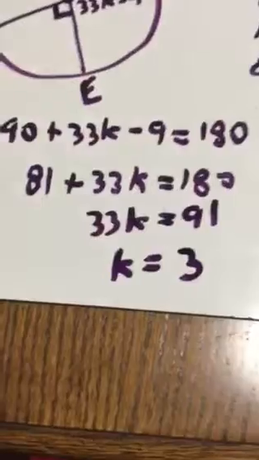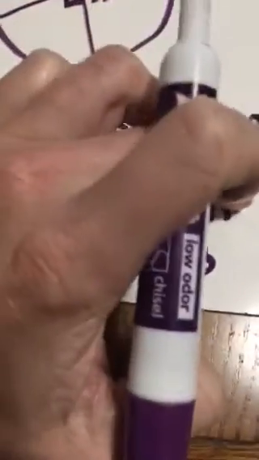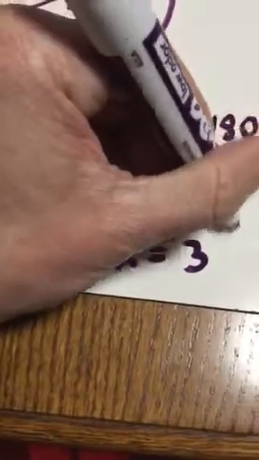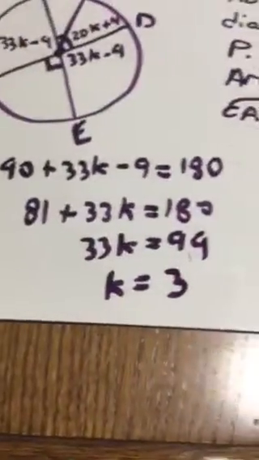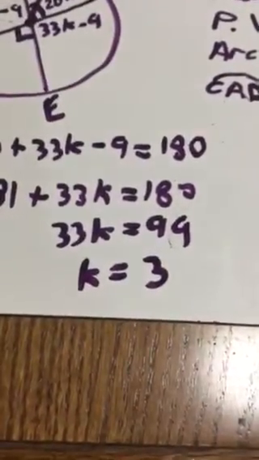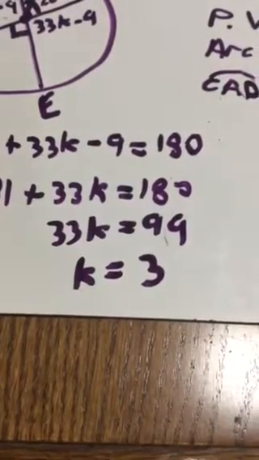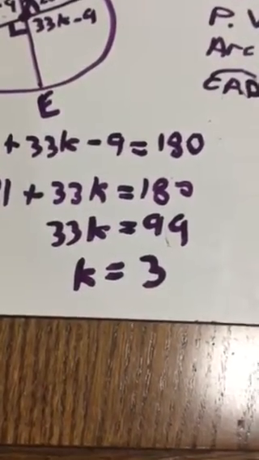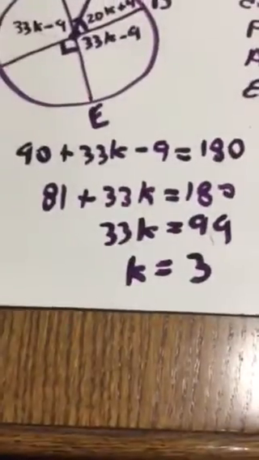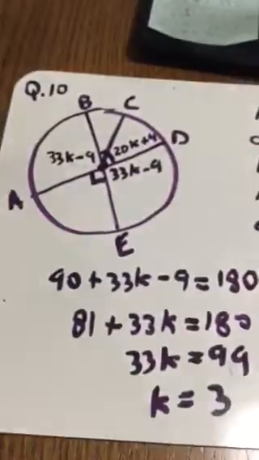Oh, my bad on that. 180 minus 81 is actually 99. So we have 33K equals 99, and K equals 3. So now we know our value of K.